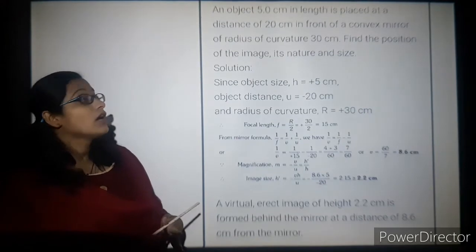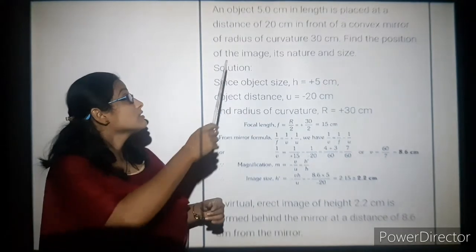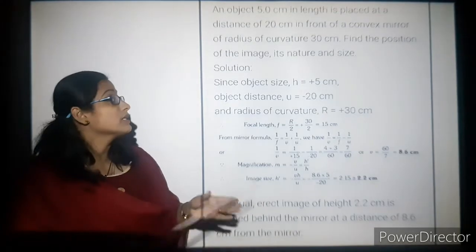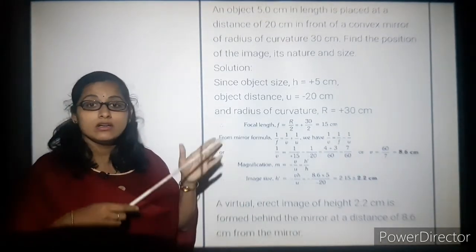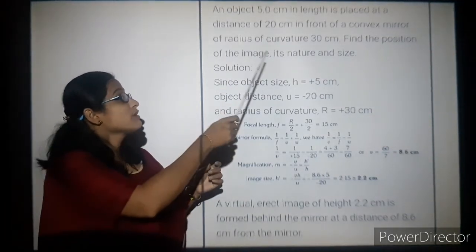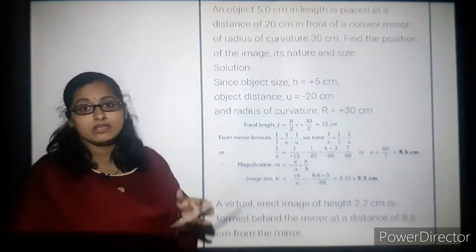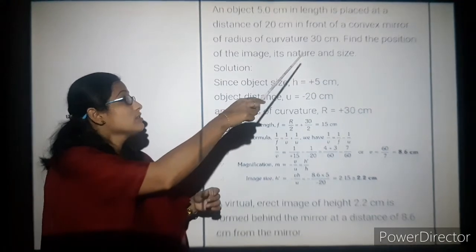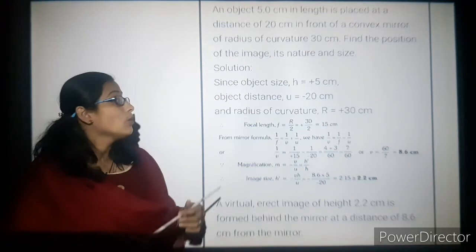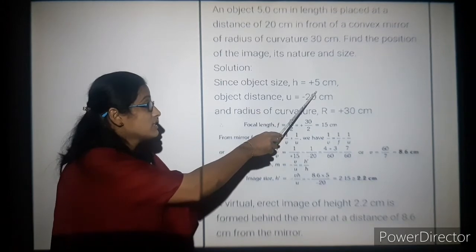So the next one, an object 5 centimeters in length is placed at a distance of 20 centimeters in front of a convex mirror. For the convex mirror, you need to refer to the table. The radius of curvature is 30 centimeters. Find the position of the image and its nature and size. You can see the repetition of this question, that is, with reference to position, nature and size of the image will be asked. So object size is given as plus 5 centimeters.